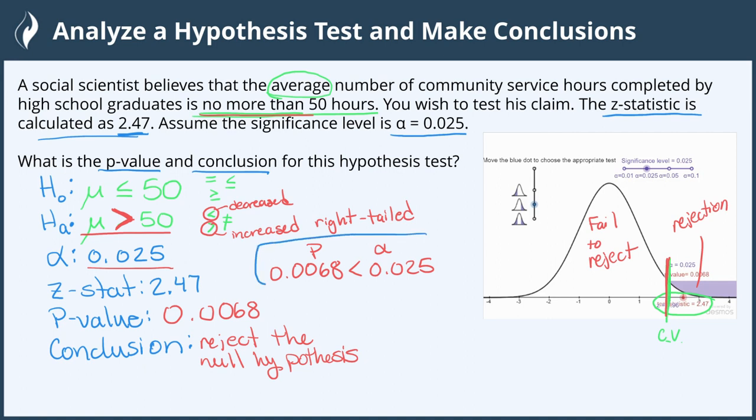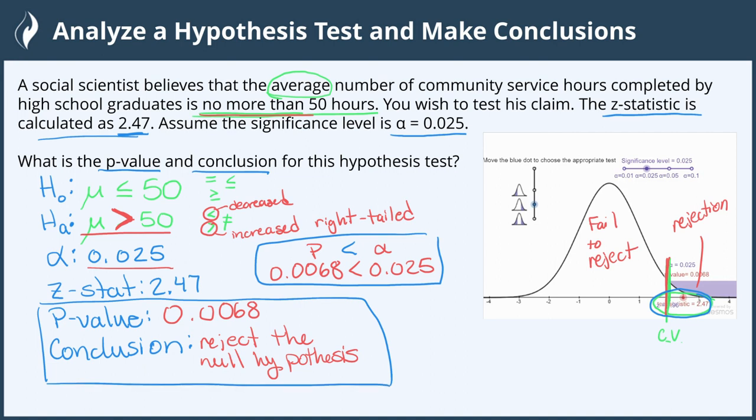We compare our p and alpha. If p is less than alpha, then we reject the null hypothesis. And we saw over here that the test statistic was greater than the critical value. Again, another way to show that it went into the rejection region, so we rejected the null hypothesis. We have two ways, but either way we chose, we have the conclusion that we reject the null hypothesis, which is that the average number of community service hours completed by high school graduates is no more than 50 hours, and we have sufficient evidence to suggest that the average is actually greater than 50 hours. And we're all done.